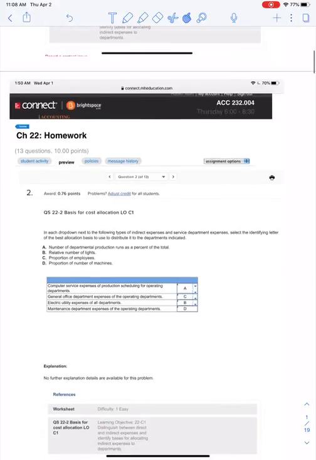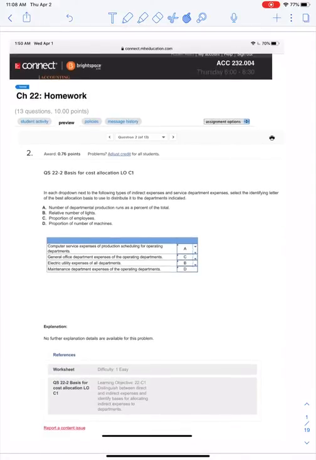Okay. So number 2, we're looking at different ways that we can allocate cost. In each dropdown next to the following types of indirect expenses and service department expenses, select the identifying letter of the best allocation basis to use to distribute it to the departments indicated. First we look at computer service expenses of production scheduling for operating departments. If I'm doing this based on my operating departments and production scheduling, it makes sense to base this on the number of production runs, because that is how we're going to deal with the scheduling. So that is letter A.